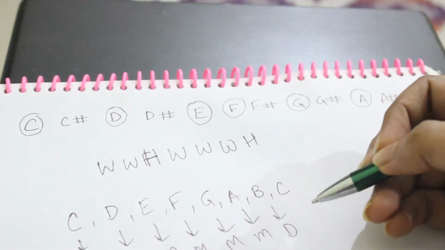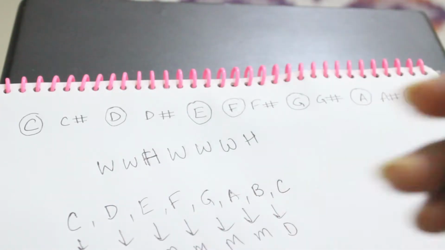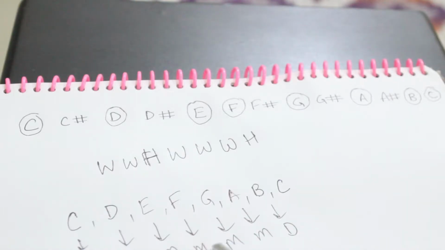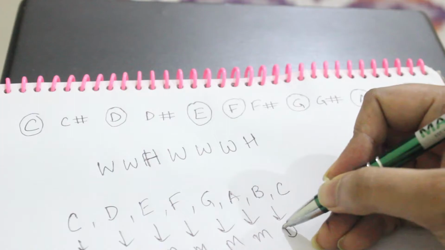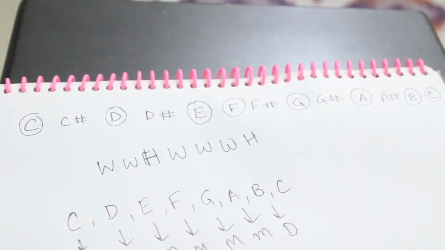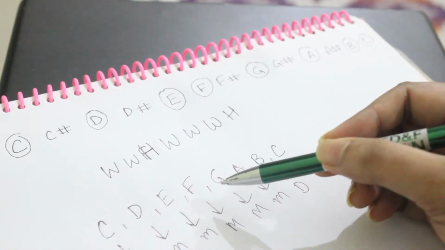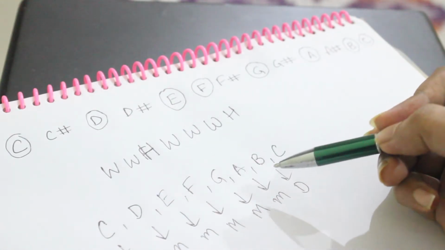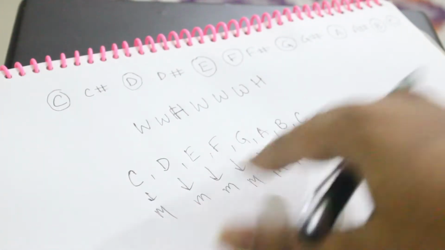So these are 7 notes. First makes a major chord, second minor, third minor, fourth major, fifth major, sixth minor, and seventh will be diminished. So the chords will be C major, D minor, E minor, F major, G major, A minor, B diminished. These are in the C major scale.